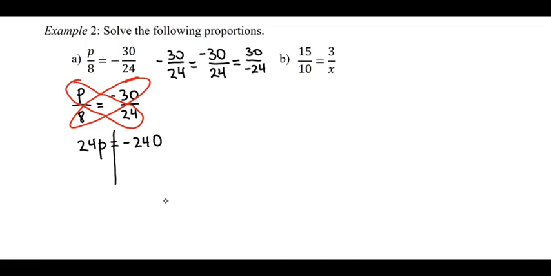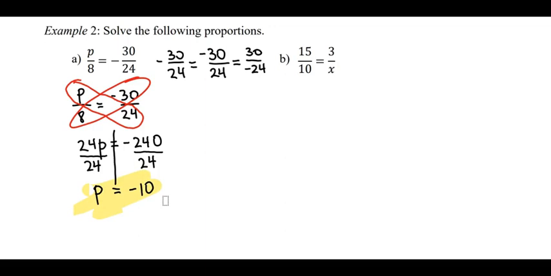Solving an equation, we always do the opposite operation of what's already here. So if I'm multiplying 24 times p, in order for me to get rid of this 24, I need to divide by 24. Because 24 over 24 will give me 1p, and then I have to divide on the other side by 24. It will have negative 10. So that is your correct answer for this problem, negative 10.